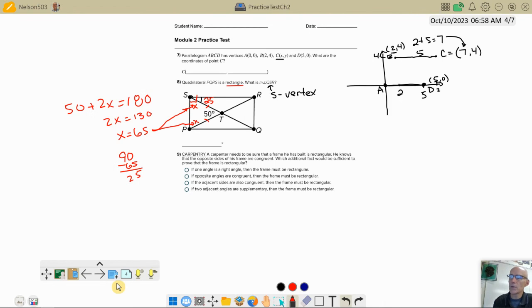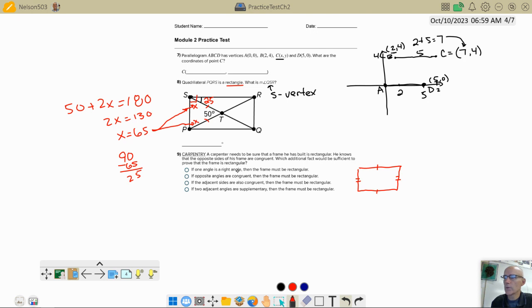The carpenter needs to be sure that a frame that he has built is a rectangle. Okay, let's make a little picture here of a rectangle. All right. And he knows that opposite sides of his frame are congruent. Okay, so 1 tick, 1 tick, 2 ticks, 2 ticks. Now that doesn't make it a rectangle though, right? Which additional fact would be sufficient to prove that the frame's a rectangle?